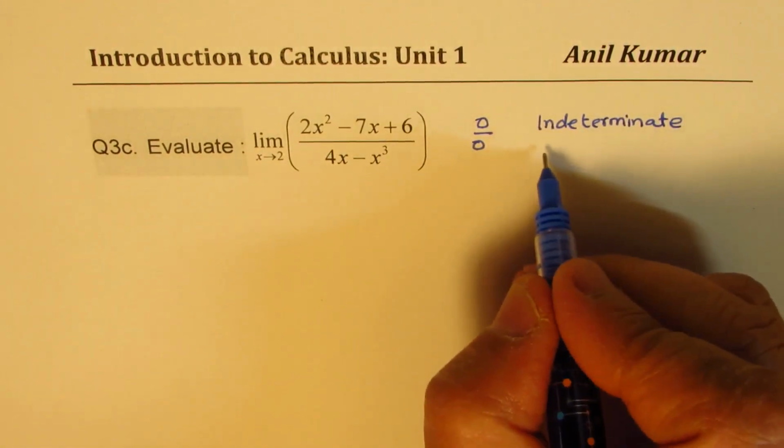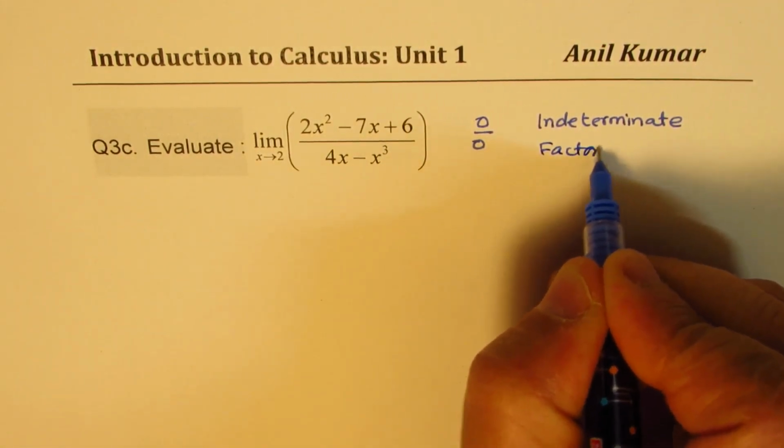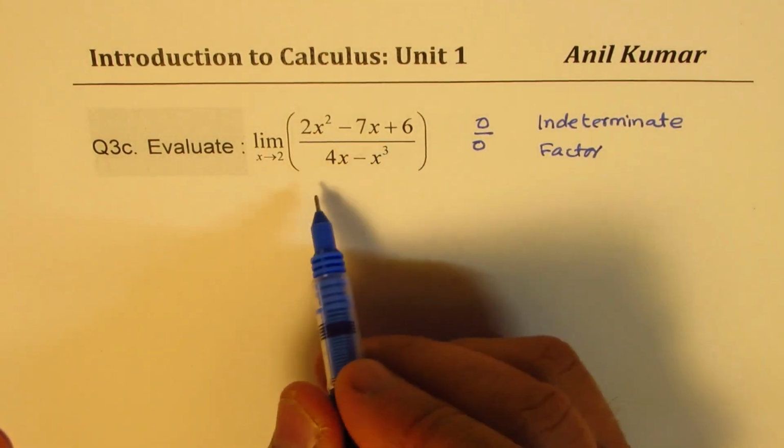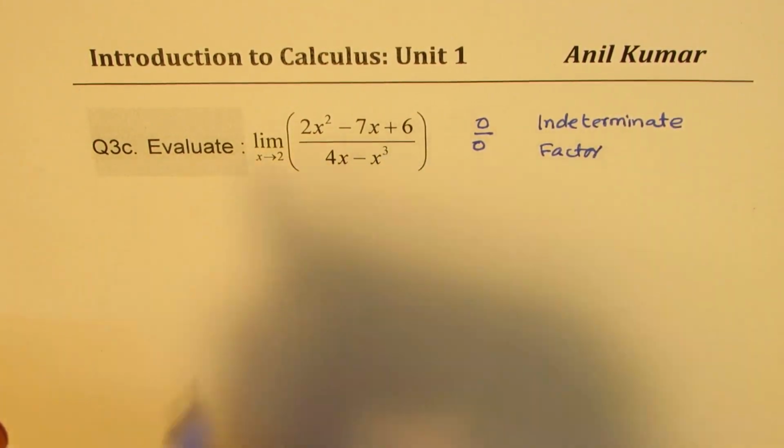So we will actually factor and then solve. These zeros are because of a factor. So when we factor, we'll get a common factor in numerator and denominator, cancelling that and then substituting 2, we should get our solution, right?